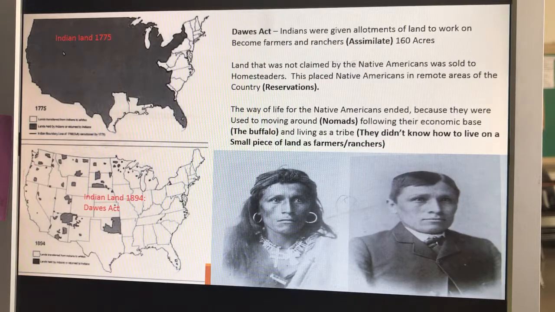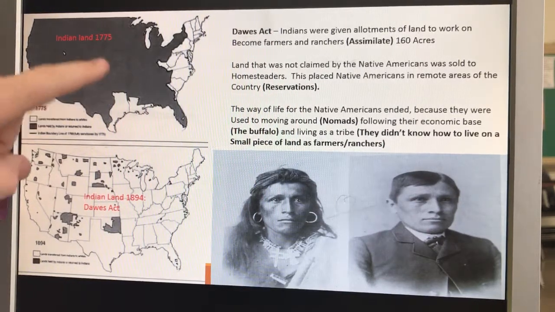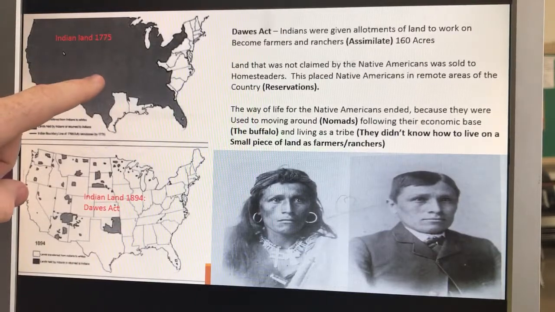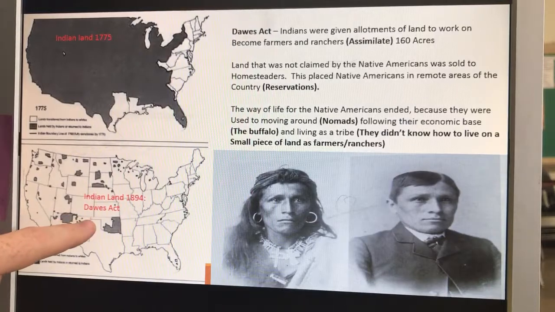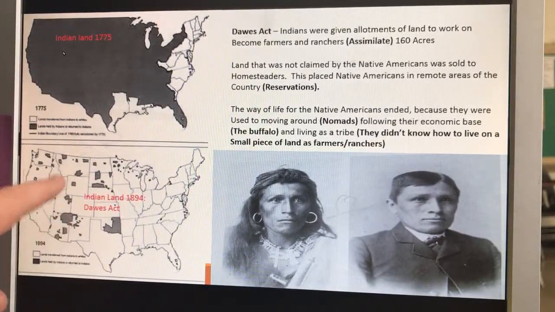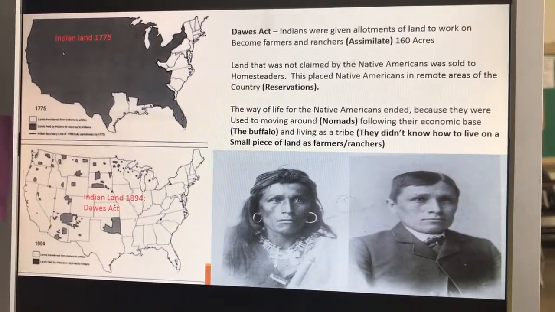We did that. As you see on the map on the left, you can see here is the dark land. This is all the land the Native Americans had in 1775. Because of the Dawes Act, because of reservations, what you see now is the land that they have currently. This is 1894. So they lost 90% of their land because of westward expansion.